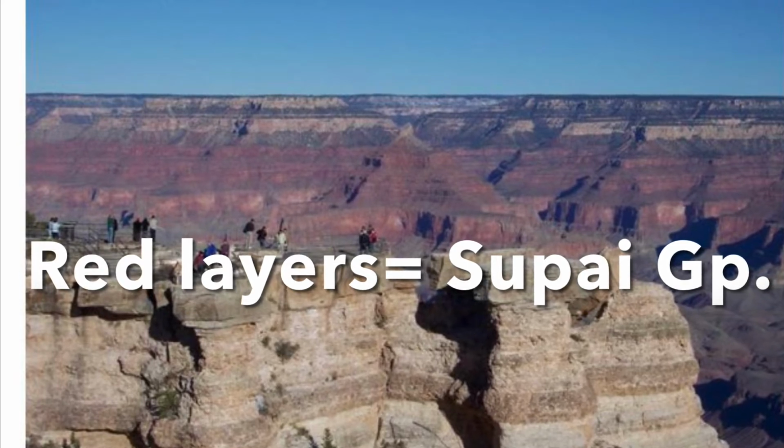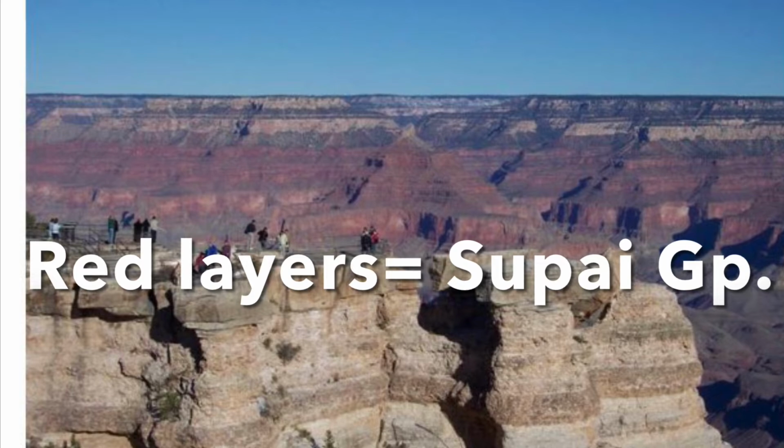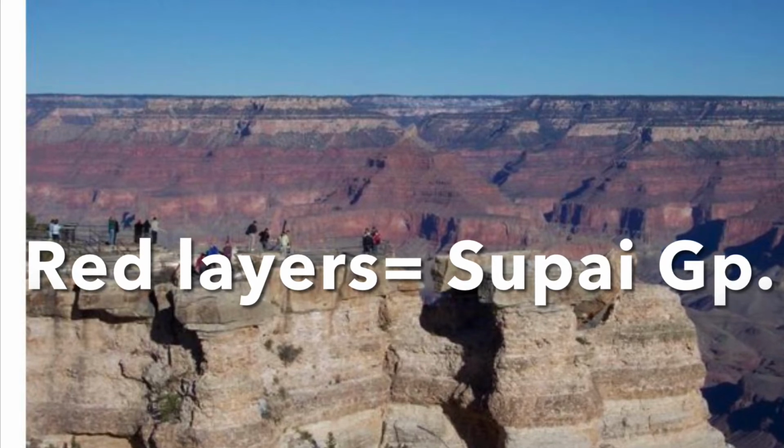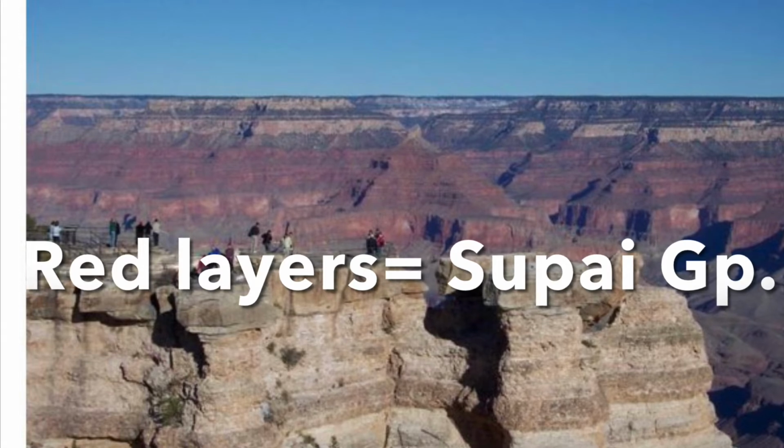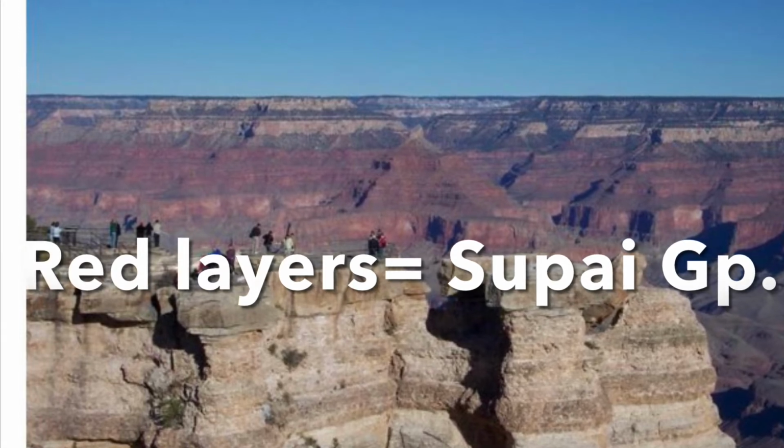You are exactly right. The light layers, which are the Coconino sandstone and the Kaibab limestone on top, are younger than the red layers below. Good going.